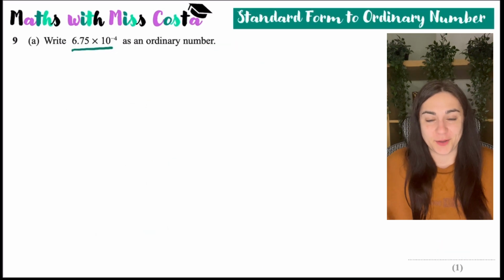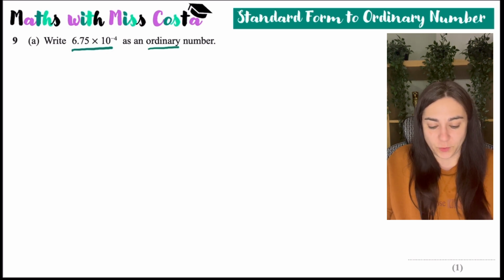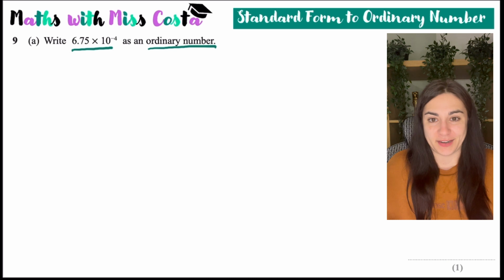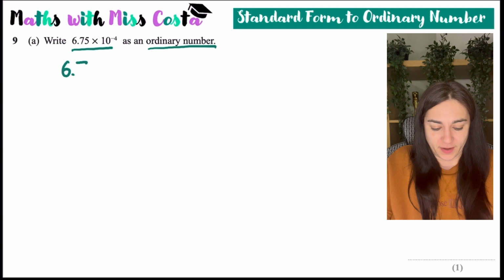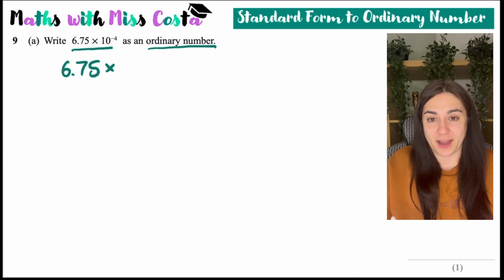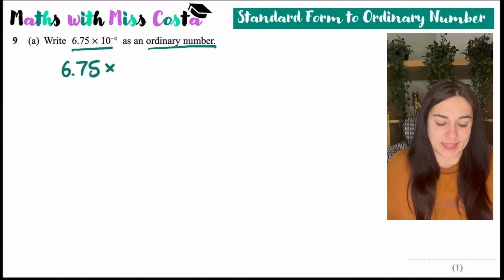So in this question, I'm being asked to write 6.75 times 10 to the power of negative 4 as an ordinary number. And all an ordinary number means is just a number on its own, not being multiplied by anything. So 6.75 is being multiplied by 10 to the power of minus 4. And there are two ways to do this.